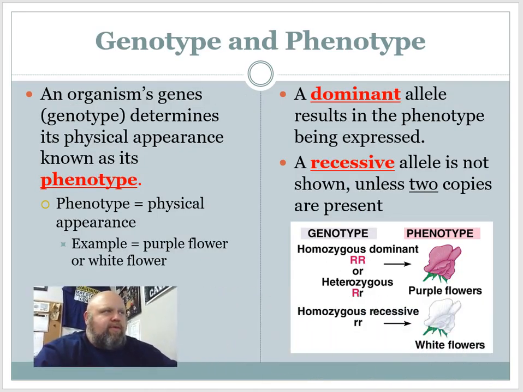Now, looking forward. An organism's genotype will determine what it looks like. So what your genes are determines what physical traits you have. And we call that the phenotype. Pheno, this first part here, pheno means physical. PH for physical, PH for pheno. The physical appearance is the phenotype. So my examples, purple flower, white flower. Here's a purple flower, here's a white flower. That doesn't tell us anything about the genes. It just tells us the physical characteristic, the phenotype.